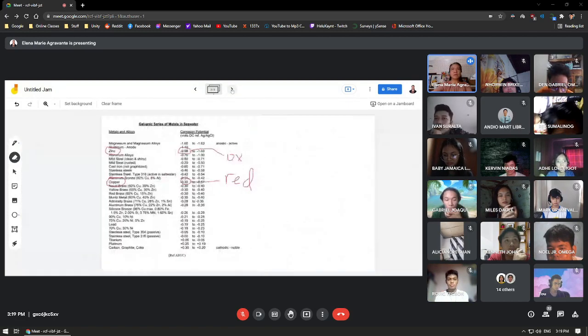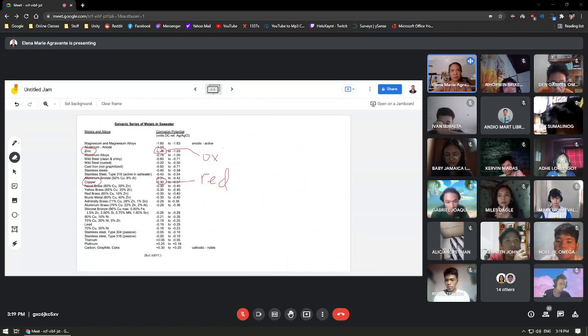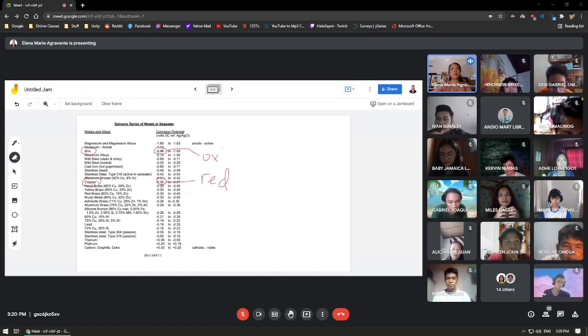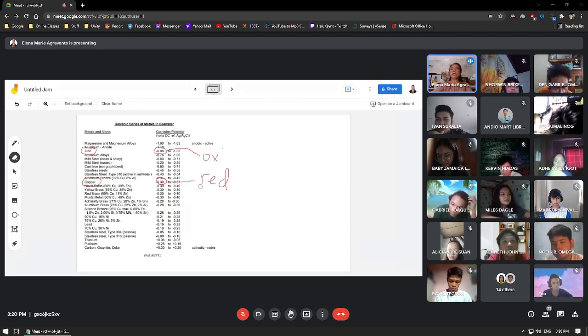So what do these values mean? The value of zinc is lower than that of copper, right? In other words, between these two, zinc is more reactive than copper when they are immersed in the same environment. So instead of copper also oxidizing when it is paired with zinc, copper will reduce. Meaning to say, copper will prefer the reduction reaction. Clear, guys?